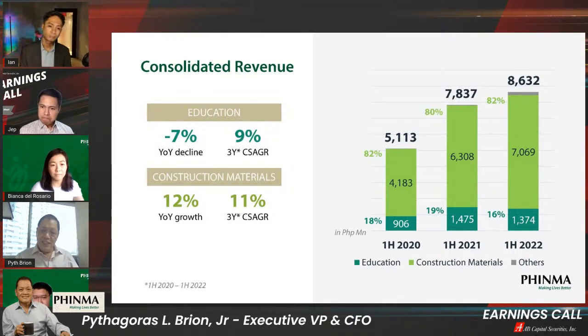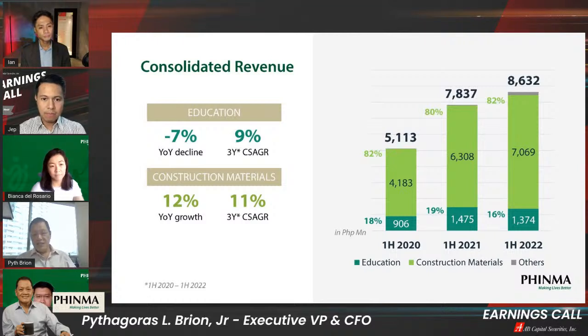Construction materials is the larger business in terms of revenues, putting in about 80% of total, and that has grown to 7 billion, about 12% higher year on year. Education registered at 1.4 billion, slightly lower than last year at 1.5 billion. However, this is not representative of the education revenues in the first half.